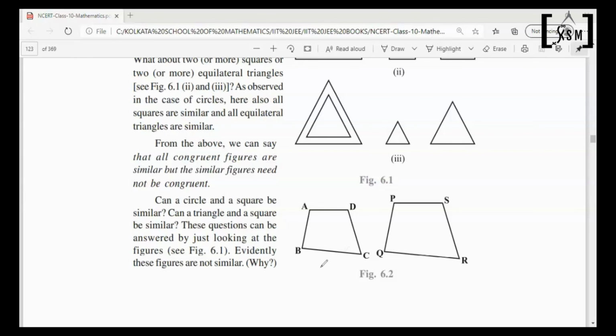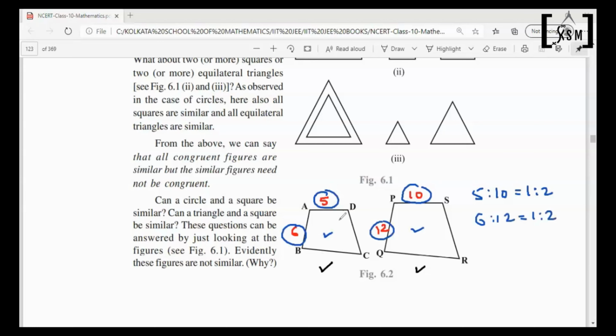Before we move on, we can see that quadrilateral ABCD and quadrilateral PQRS look similar. Let's be specific with the information. Let's say side AD is 5 and this side is 10, and side AB is 6 and this side is 12. So for sure we can say these two quadrilaterals are similar. Why similar? Because the ratio of the sides of ABCD and the sides of PQRS: if you compare the sides 5 and 10, the ratio is 1 is to 2. Similarly, the side ratio of 6 and 12 is also 1 is to 2. That is why I said these two quadrilaterals are similar.